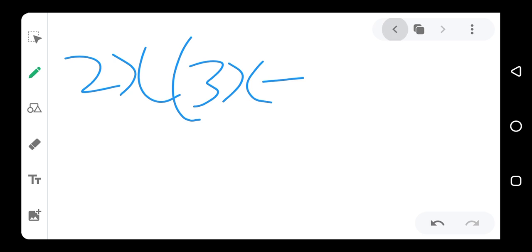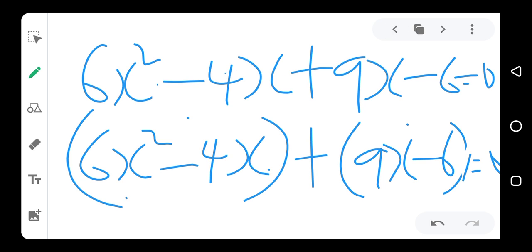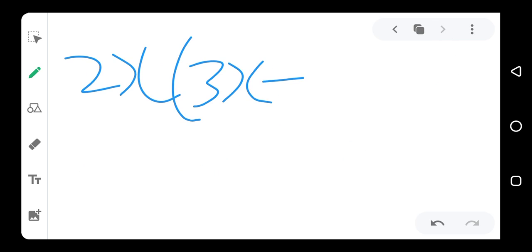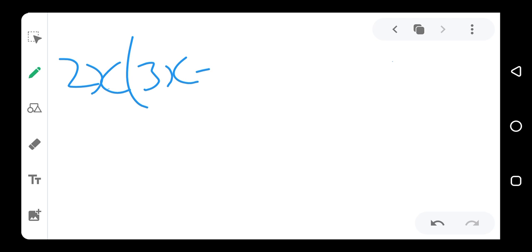Then minus 4x divided by 2x, we have 2. We have 2 only. That's for the first bracket. Then 2x bracket 3x minus 2.